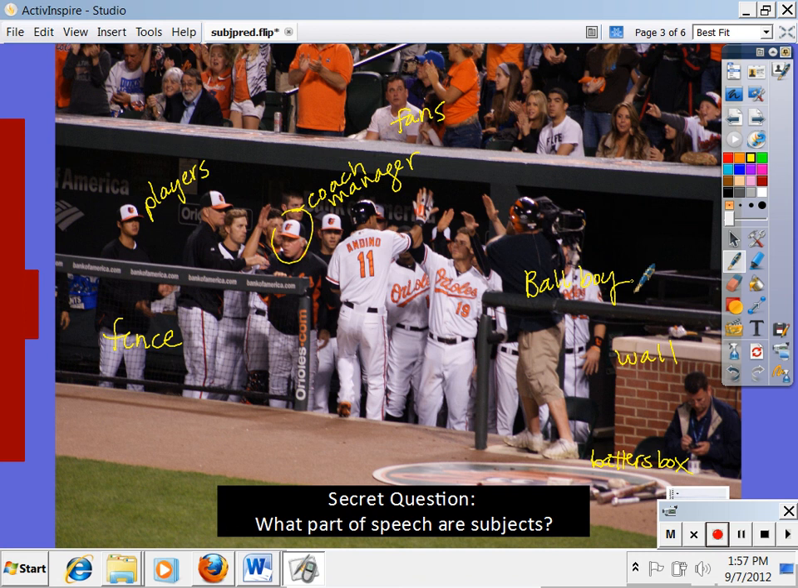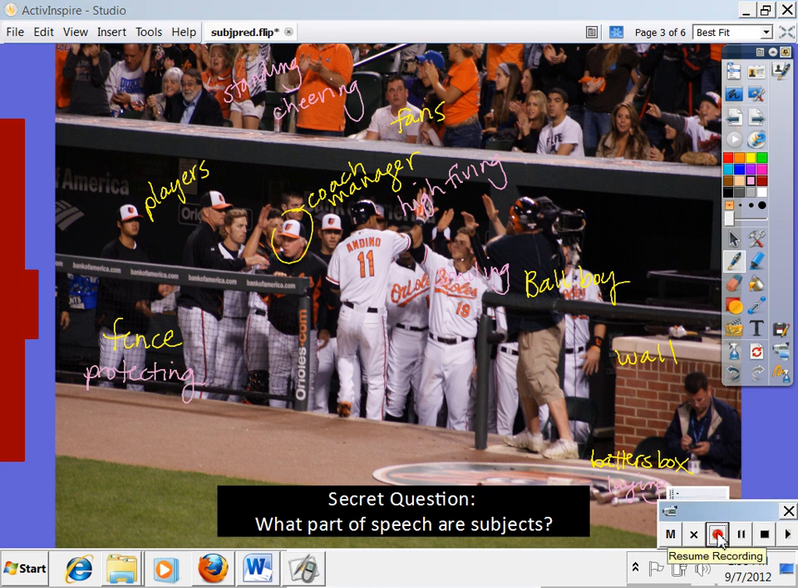Then you want to look for predicates or verbs. I'm just going to change the color here. Okay, so verbs could be high-fiving, right? The fans are cheering. They're also standing. Okay, the players are smiling. Okay, batter's box or the bats even are laying down. Okay, the fence could be protecting. Lots of different options there.